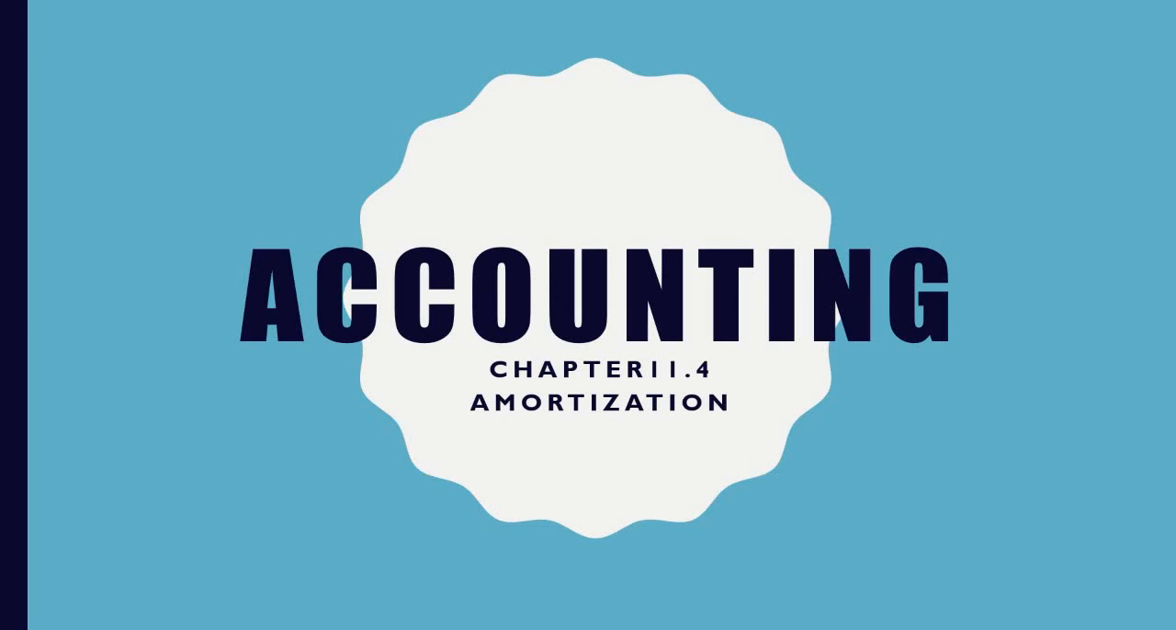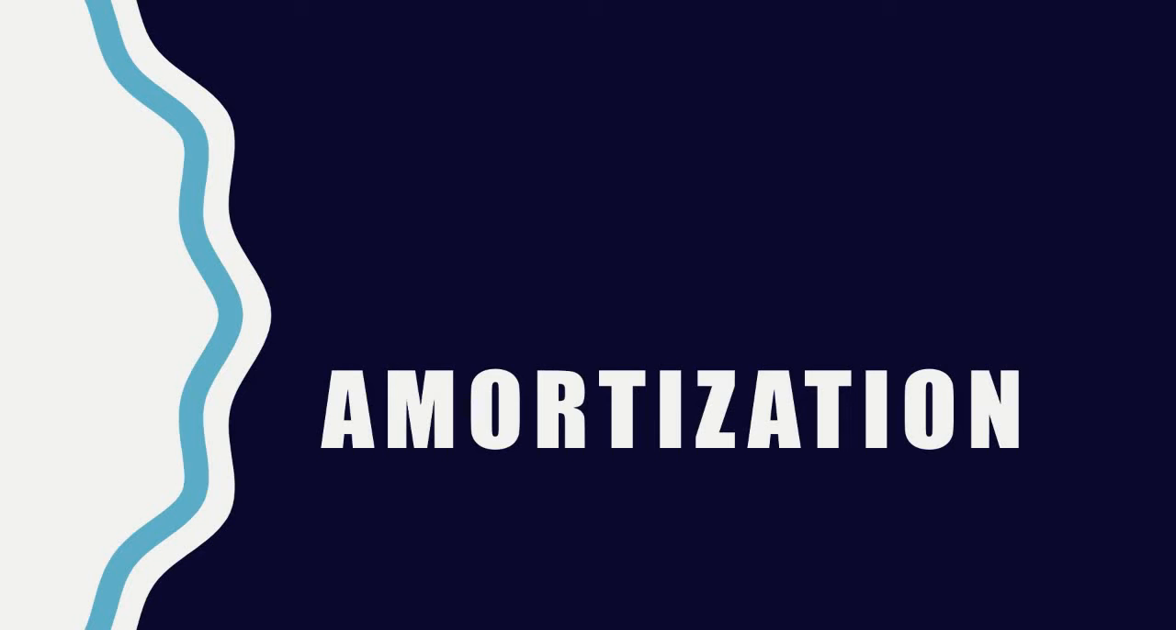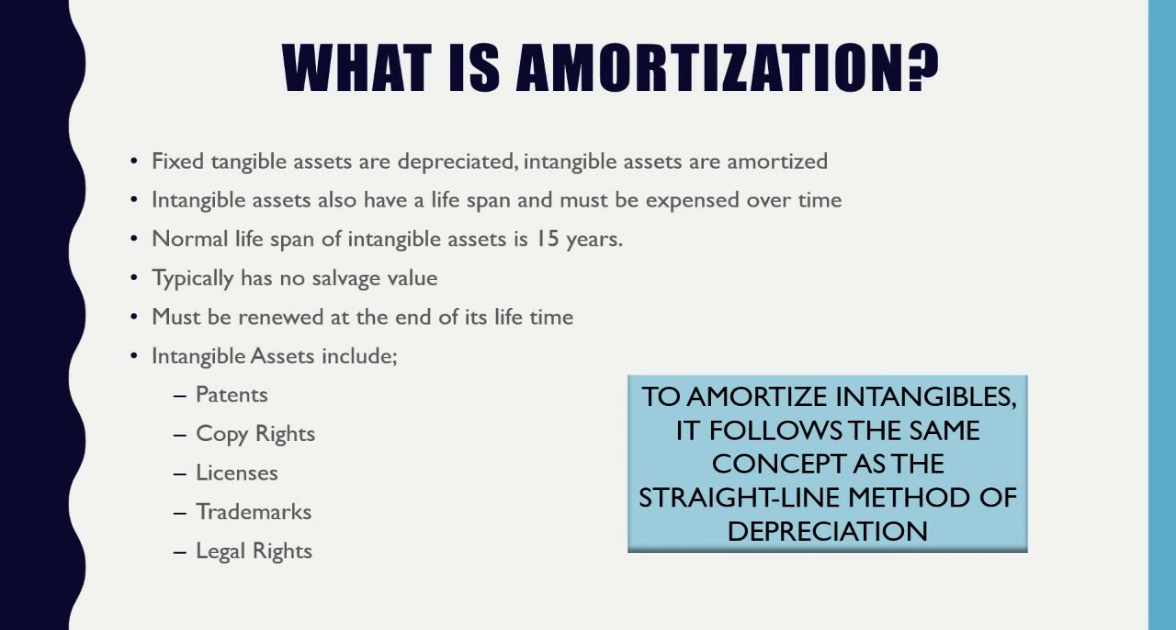Okay. So now let's put straight line aside for just a second because amortization is going to be more or less identical to straight line. Now let's talk about what amortization is and what it does. Chapter 11.4. So what is amortization? Amortization is just another fancy word to say that I'm going to depreciate my intangible assets.